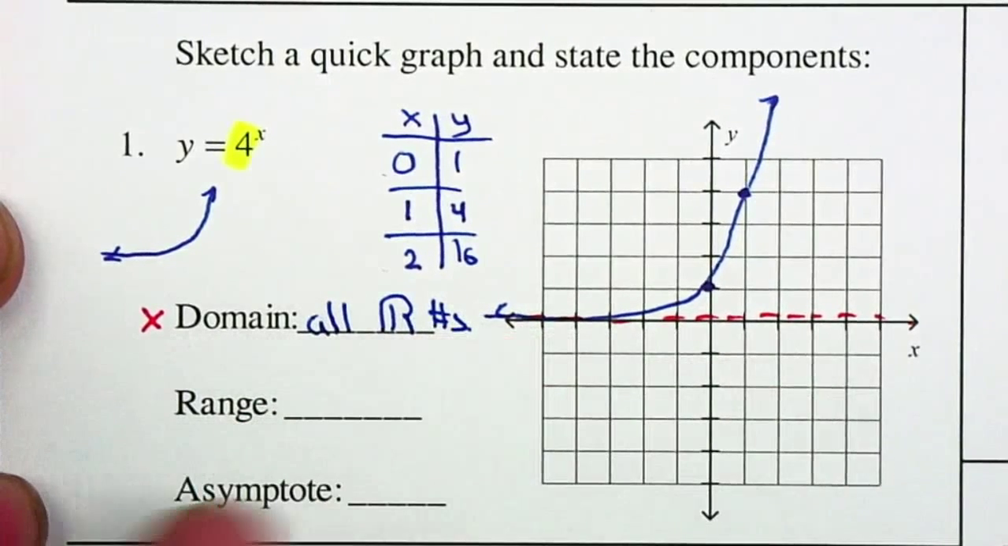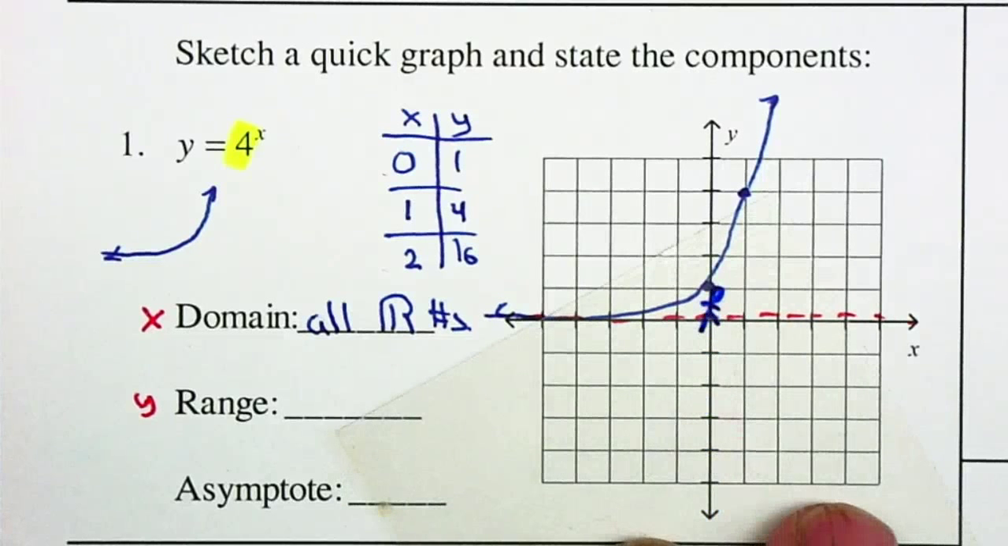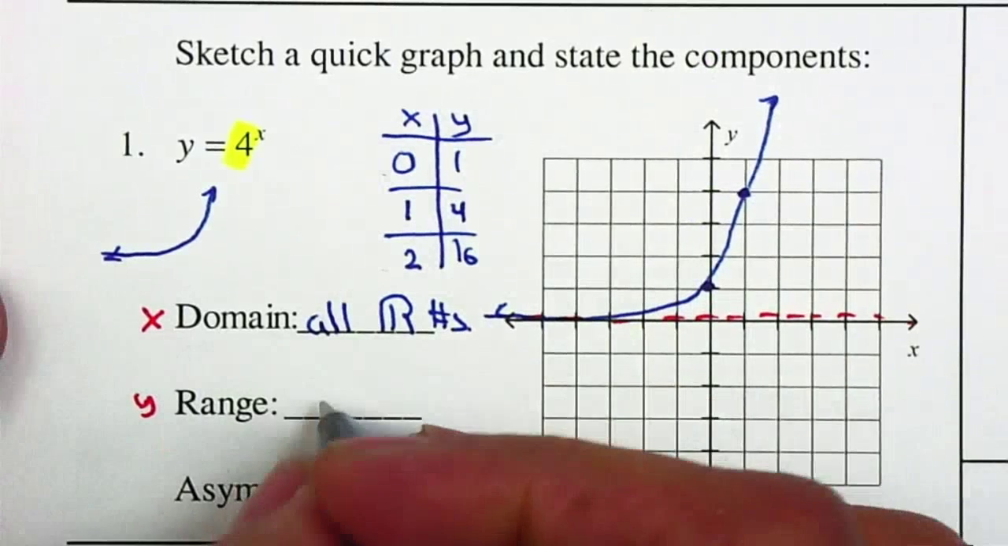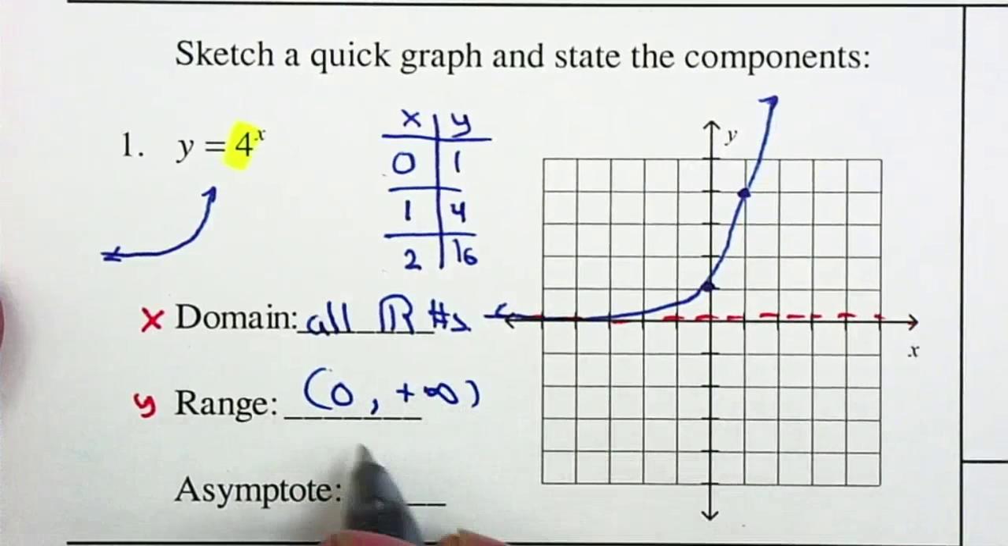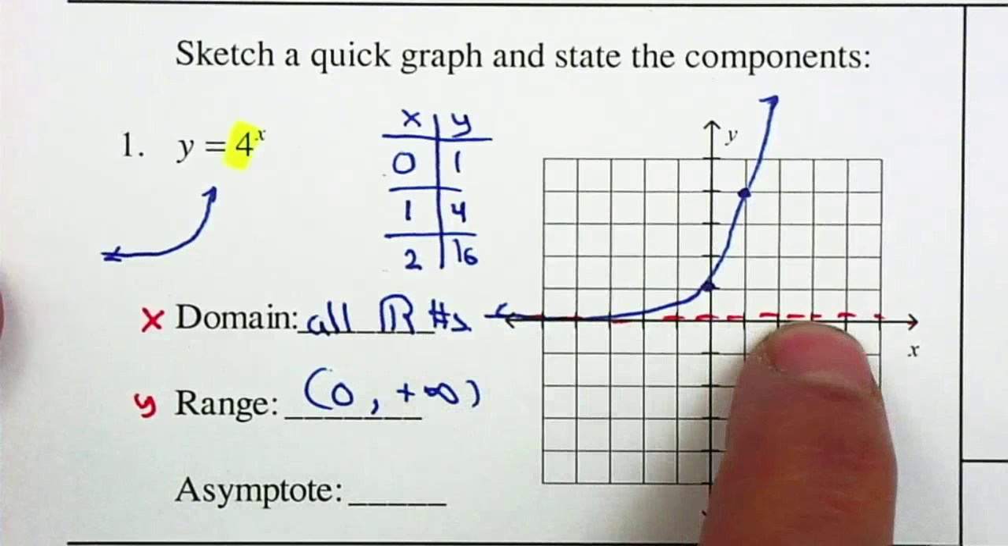numbers. Your range are your y values, and at what point do I start seeing the graph? So starting from 0, I see a graph all the way to positive infinity. So from 0 all the way to positive infinity, or you can also say all the values are greater than 0 as well. Your asymptote. Your asymptote is a dashed line.